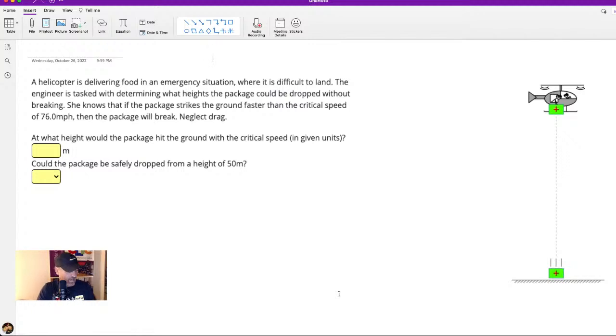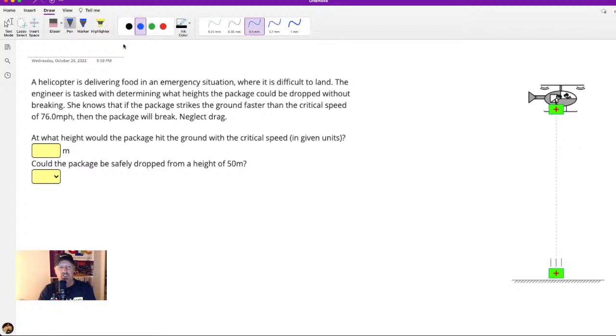All right, so now we have a medic helicopter delivering food in emergency situations. Aren't these fun? So, it's difficult to land. Engineers are tasked with determining what heights the package could be dropped from without breaking. She knows that if the package strikes the ground faster than the critical speed of 76 miles per hour, then the package will break. Neglecting drag, we're going to drop this thing.